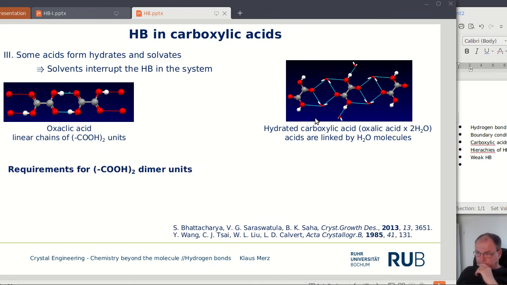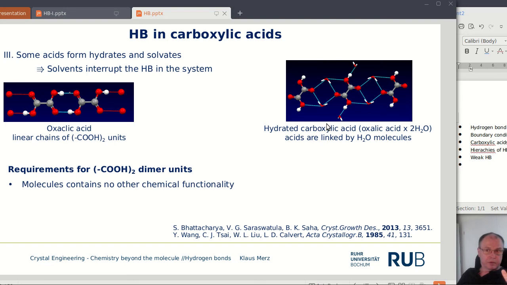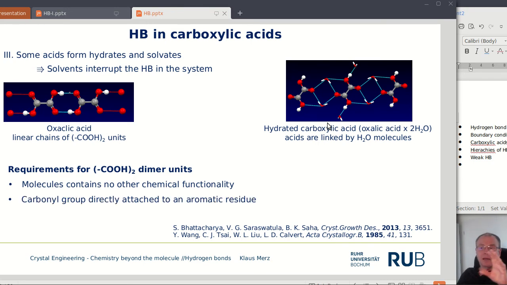So based on your experience and based on the Cambridge Structural Database, you can say in requirements that hopefully you can observe such units: first of all, you have no competition, a reduction of competitive functions, and the second is that the carboxylic group, not a carbonyl group, is directly attached to the aromatic backbone.